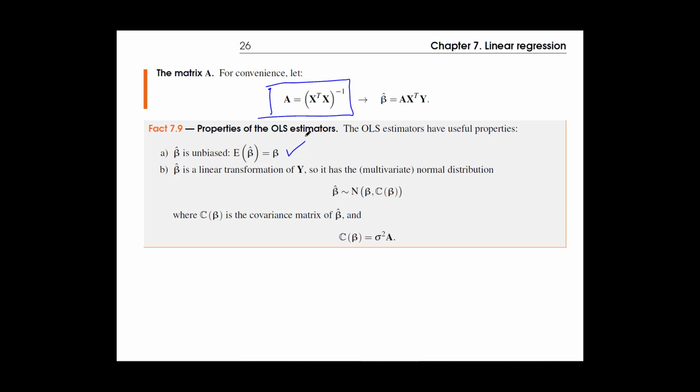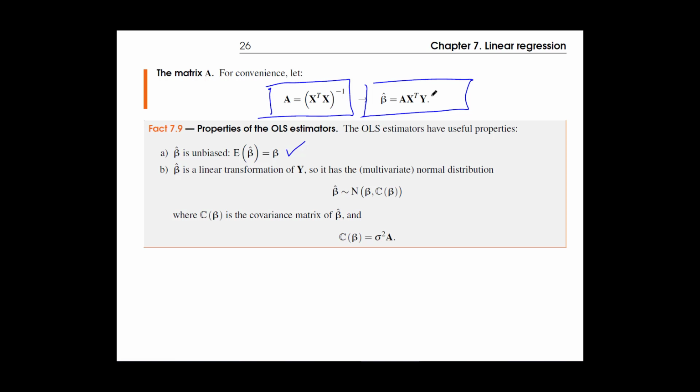Which is something you want from an estimator. Then beta, as you see here, is a linear transformation of the y, right? It's just a matrix times y. So it's a linear transformation. And that means that since y is normal, then beta also will be normally distributed. Well, they have the multivariate normal distribution.